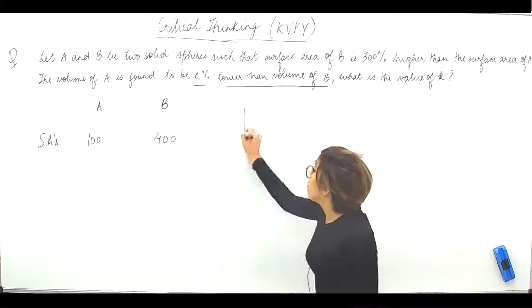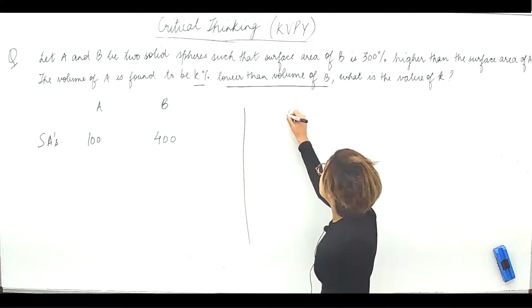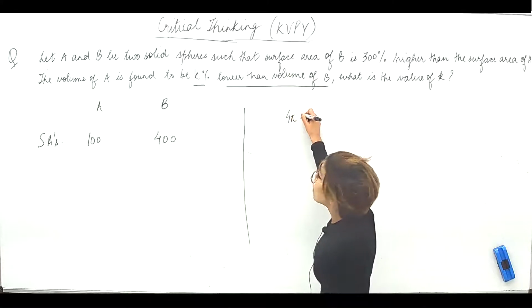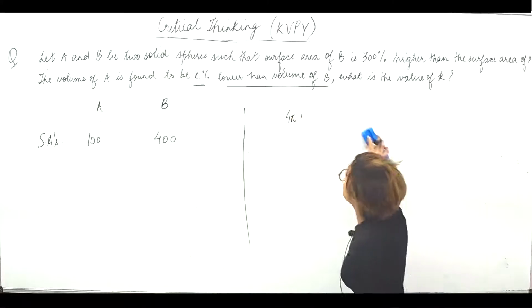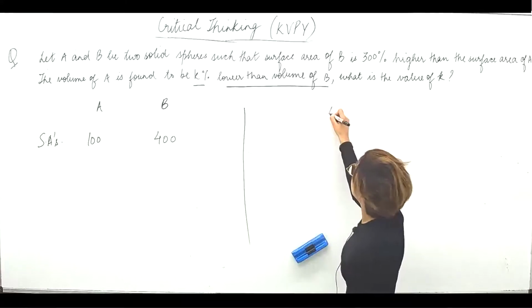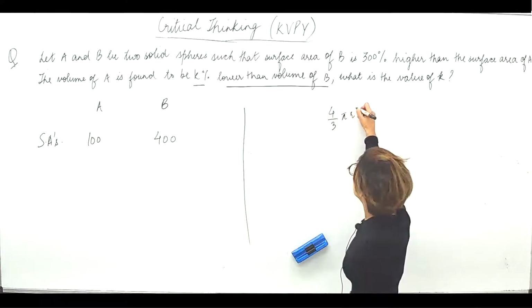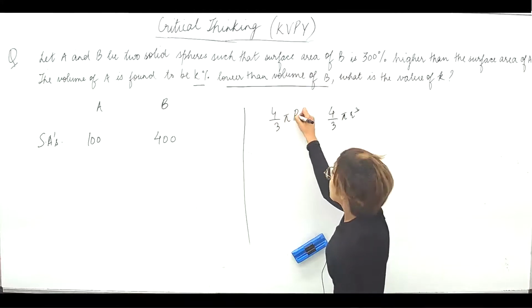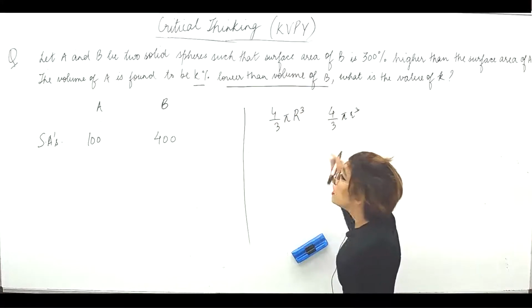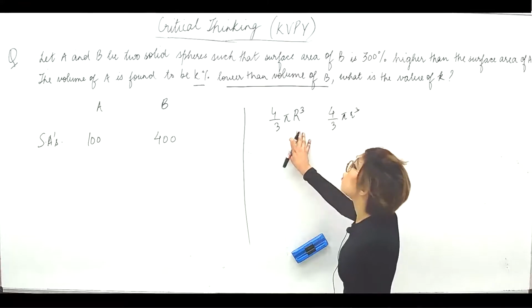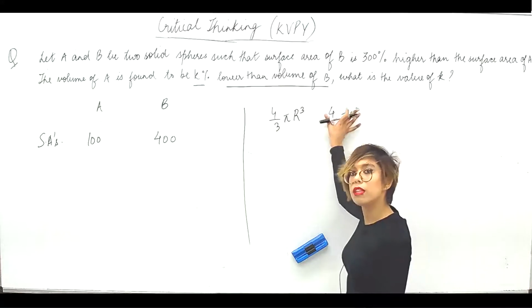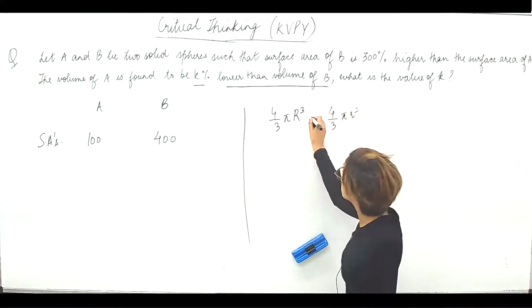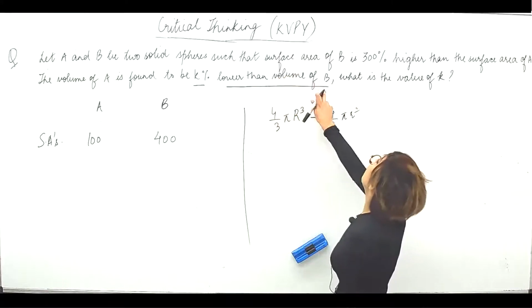So, volume of A. Let that be 4 pi r cube. No, volume is 4 by 3 pi r cube. Volume of B, let that be 4 by 3 pi capital R cube. This is found to be K% lower. So, I have done a decrease because I know that this is the smaller one. So, this is the decrease, then the volume of B.